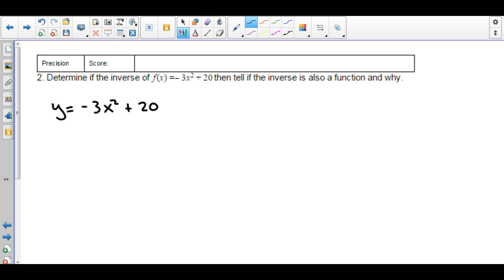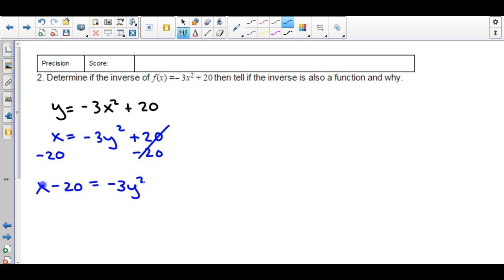Next step, again, since an inverse is a reflection over the line y equals x, you're going to flip-flop your variables. And then what we're trying to do is solve for y. So I'm going to subtract 20 on both sides. So x minus 20 equals negative 3y squared. Now we're going to divide both sides by negative 3. I want to get the y squared by itself. So at the very bottom here, I'm going to bring the y squared over here, and rewrite the equation as x minus 20 over negative 3.